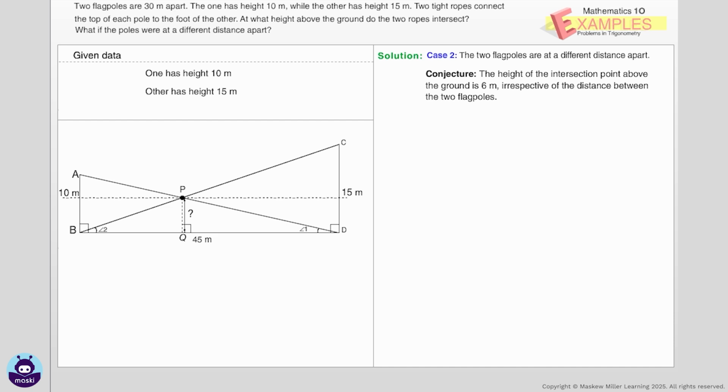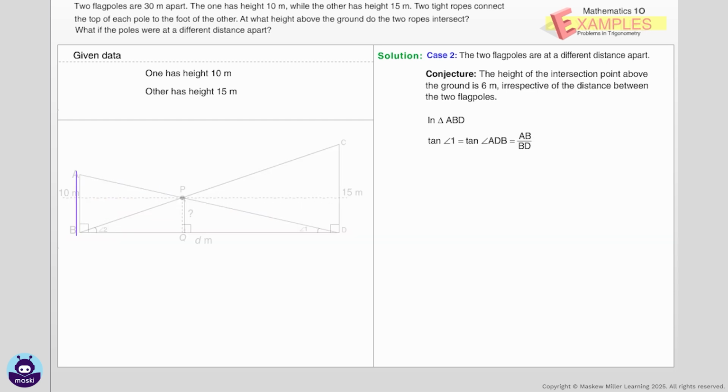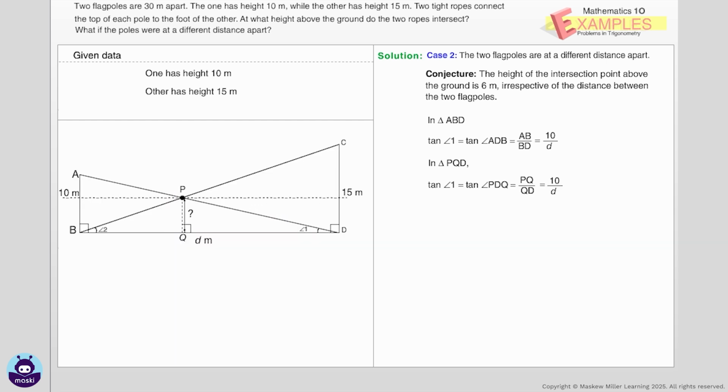Now, BD is also unknown. Let us call this distance D. In triangle ABD, tan of angle 1 equals tan angle ADB equals AB over BD equals 10 over D. In triangle PQD, tan of angle 1 equals tan angle PDQ equals PQ over QD equals 10 over D. Therefore, PQ equals 10 QD over D. We call this equation 1.